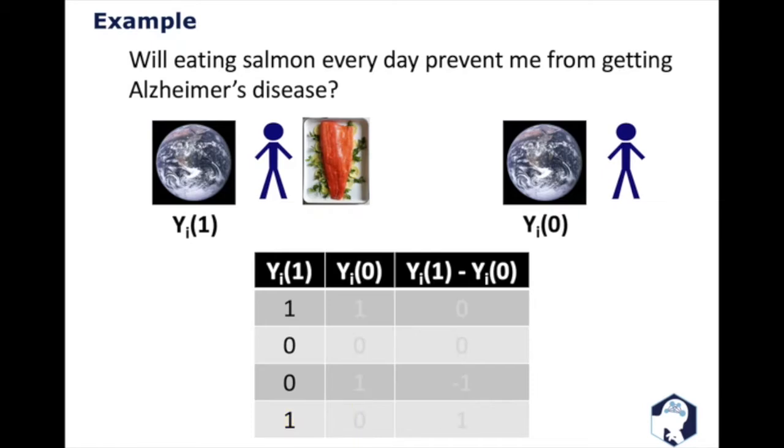The fundamental problem of causal inference is that for any individual, we generally can only observe one of the two potential outcomes, and therefore we can't observe the individual level causal effect. So for example, if I decide to eat salmon every day, I can only observe Y_i(1).